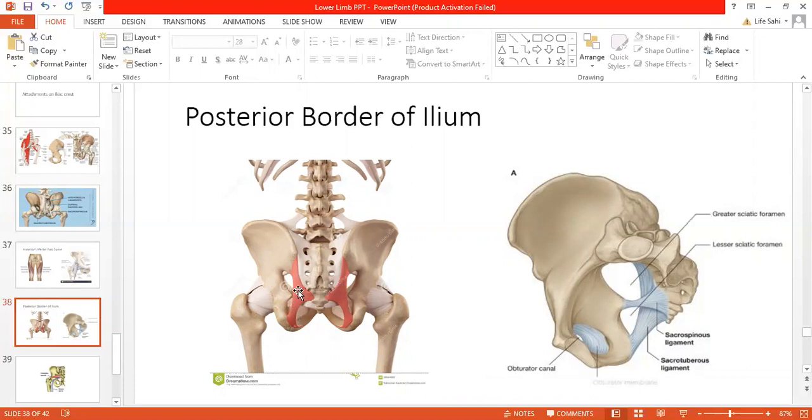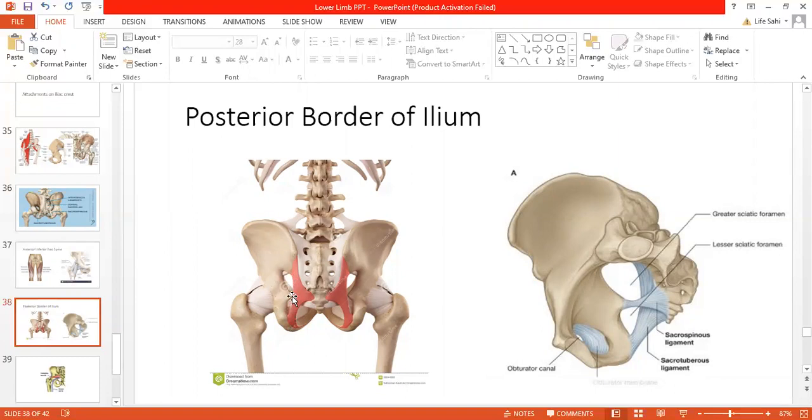Also, you can appreciate a very important fact related to this ligament. This is a very long ligament, and it is actually converting the greater sciatic notch and lesser sciatic notch into two foramina, the greater sciatic foramen and the lesser sciatic foramen.